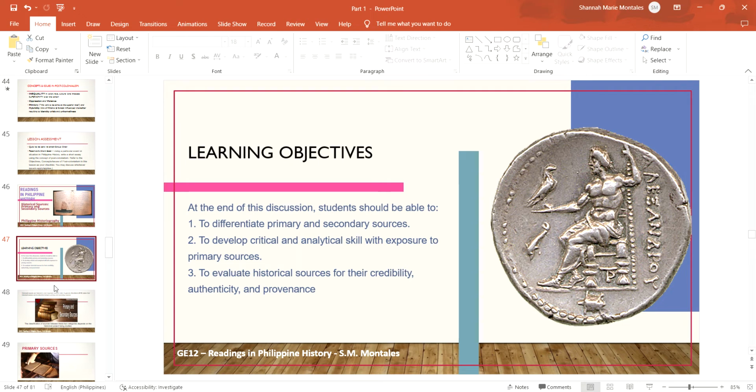Hopefully, we'll be able to differentiate primary and secondary sources. We'll also be able to develop critical and analytical skills with exposure to primary sources, and later on evaluate historical sources for their credibility, authenticity, and provenance.